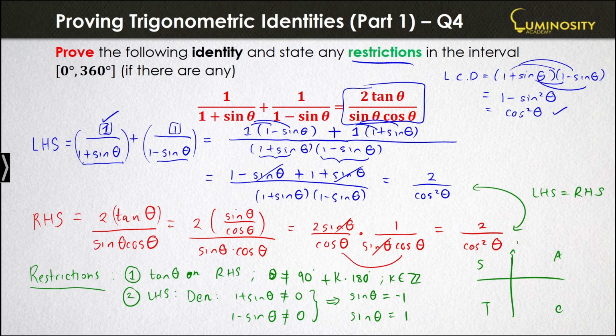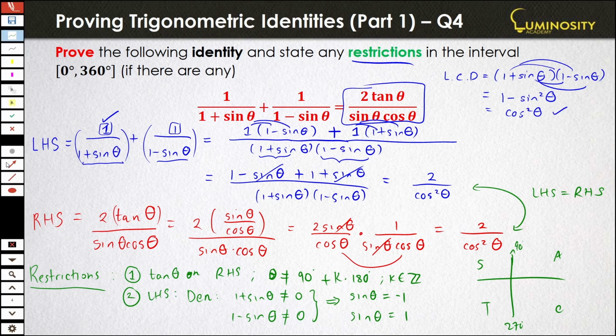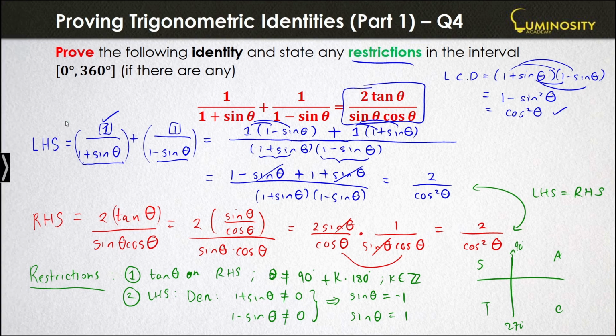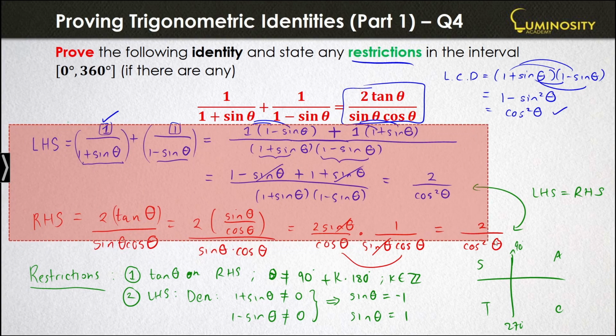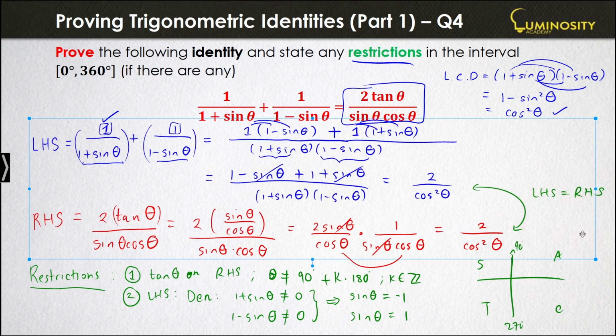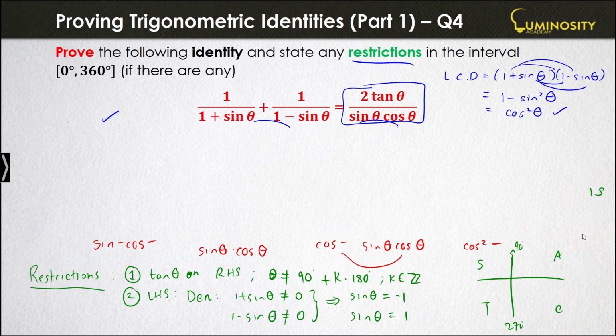Well, we know at 90 degrees, sine of theta is 1. And we know at 270 degrees, sine of theta is -1. So therefore, the solutions for the restriction are as follows. So let's go ahead and make some space over here. I'm just going to remove this. We've already proven that this identity is true.